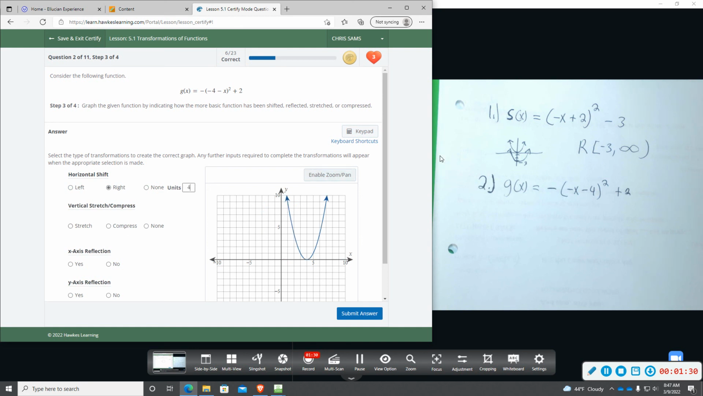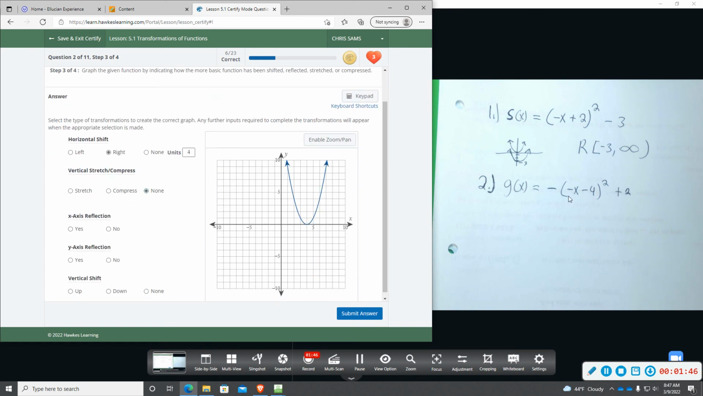There is no horizontal compression here because the number is equal to 1. We're only looking at greater than 1 or less than 1. When I say or less than, between 0 and 1, the absolute value. So we have no compression in the vertical. I was looking at the horizontal. No vertical. That would be this one here. X-axis reflection, yes, because of the negative out front. Y-axis reflection, yes, because of the negative here. And then vertical shift is going to go up 2.